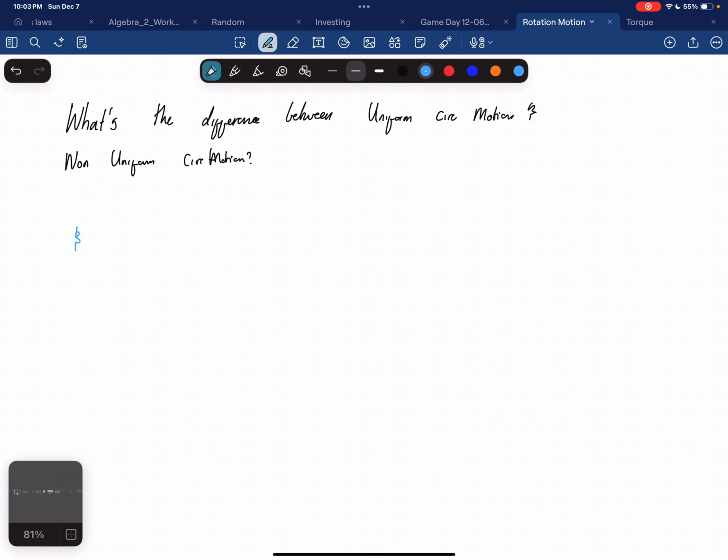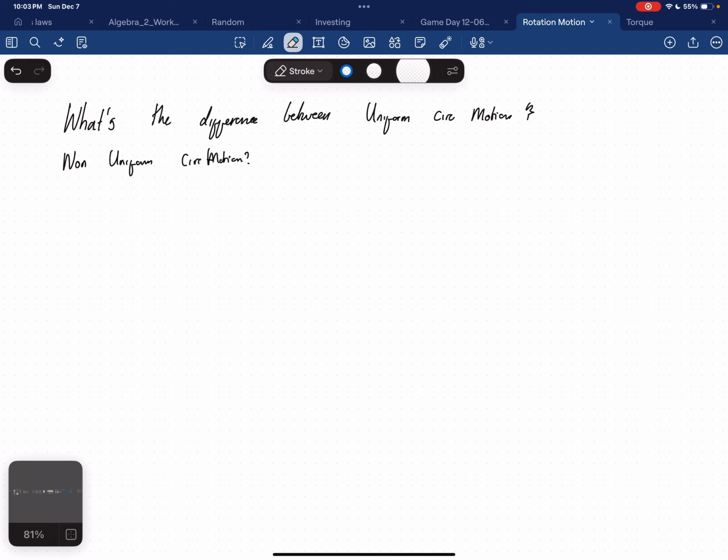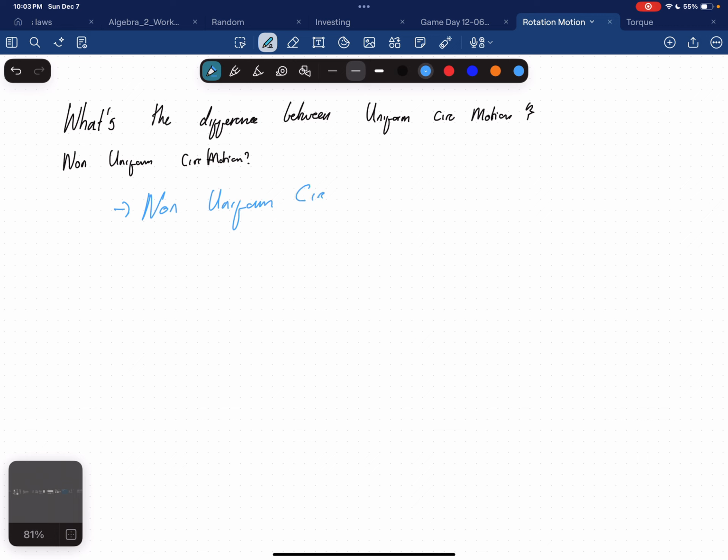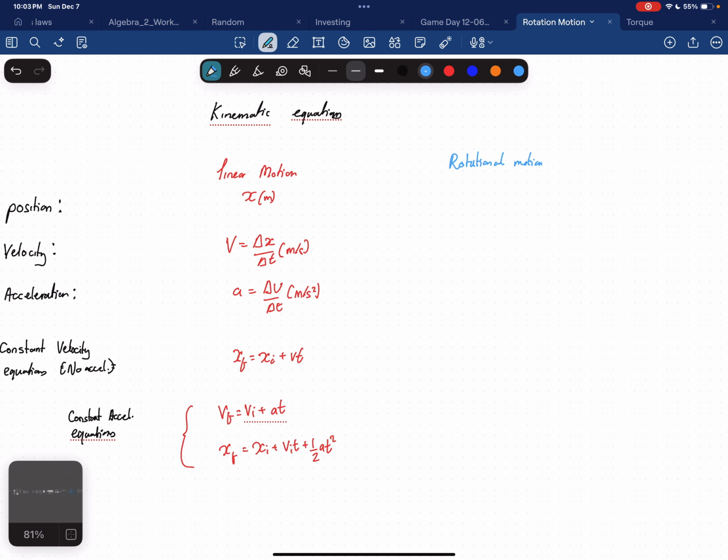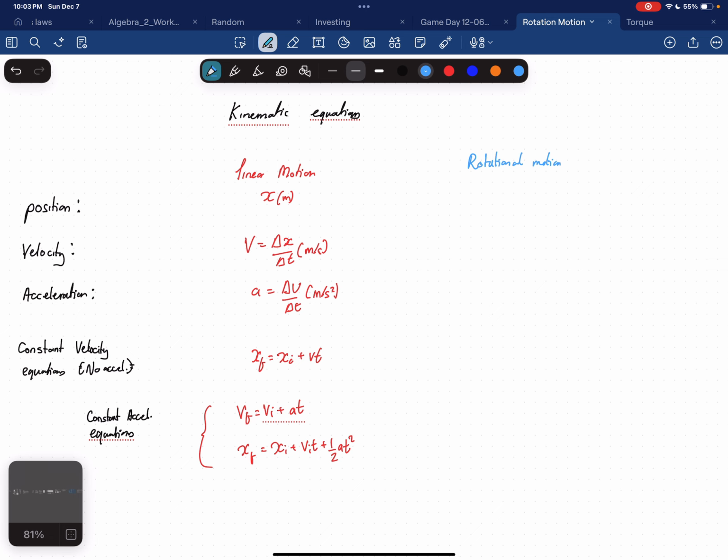All right. So here I say, what's the difference between uniform circular motion and non-uniform circular motion? Well, non-uniform circular motion experiences tangential acceleration. All right, non-uniform motion experiences tangential acceleration. All right, and yeah, just the last thing we have here.